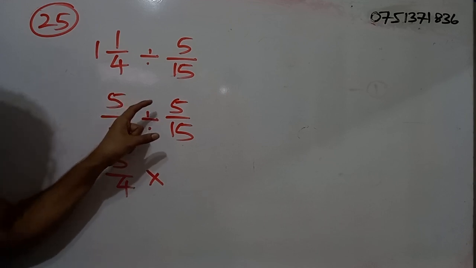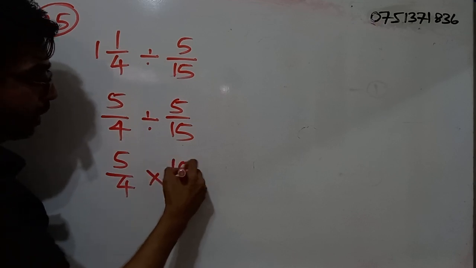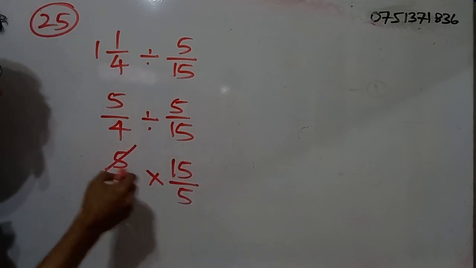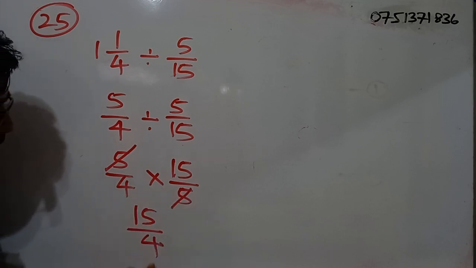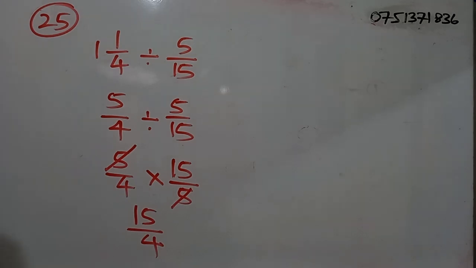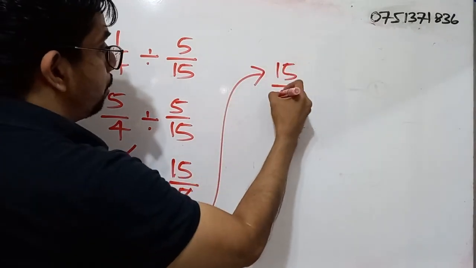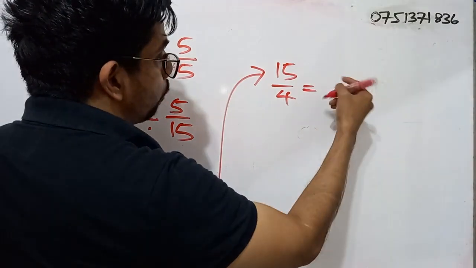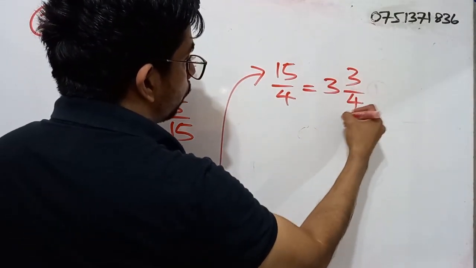Then what happens? We have to write the reciprocal of 5 by 15, which is 15 by 5. So here I can cancel off these two 5s. So what do I get? 15 by 4. We are not done yet. These are fractions, right? So I have to convert 15 by 4 into a mixed number. So it will be 3 and 3 by 4. That is the answer.